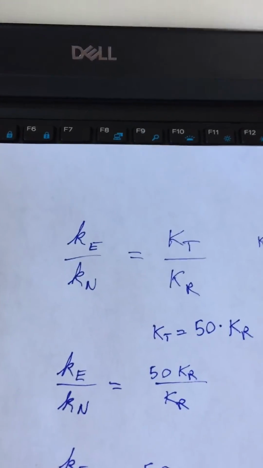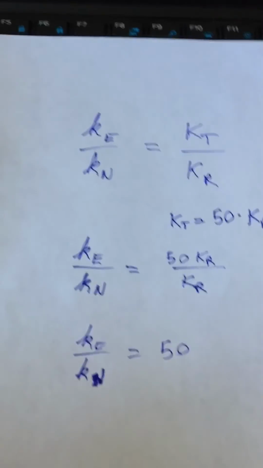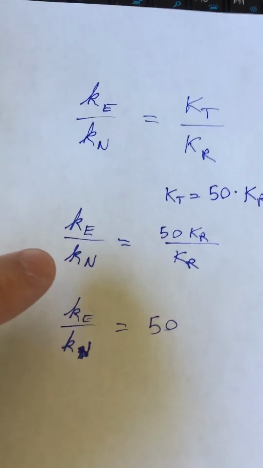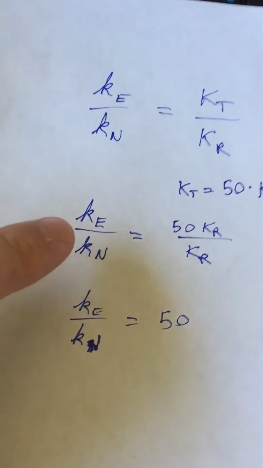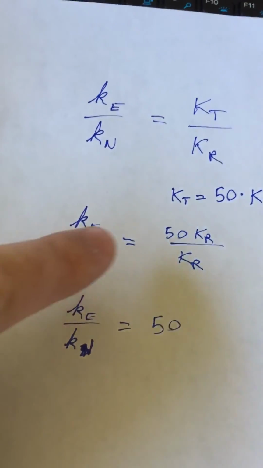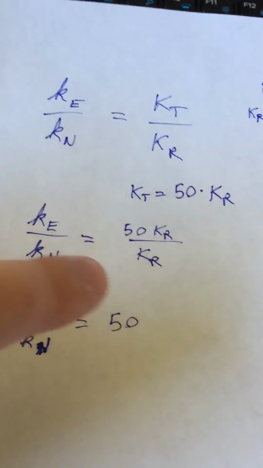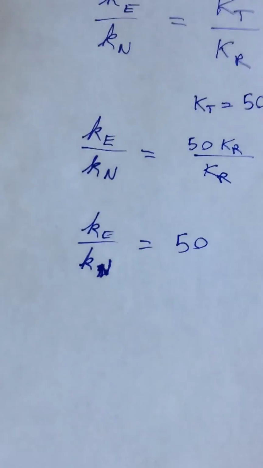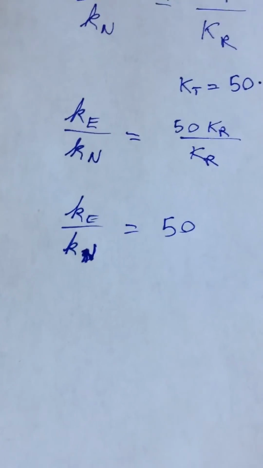Now, if we plug those numbers in, so if we substitute for Kt 50 Kr, all right, we get the ratio, these Ks over here, those are a rate constant. So this is telling us about the relative rate of our enzymatic reaction versus our non-enzymatic reaction. All right, so if we plug in for Kt 50 Kr, the Krs are going to cancel, and we're going to get Ke over Kn equals 50. That means our enzymatic reaction is 50 times faster than our non-enzymatic reaction.